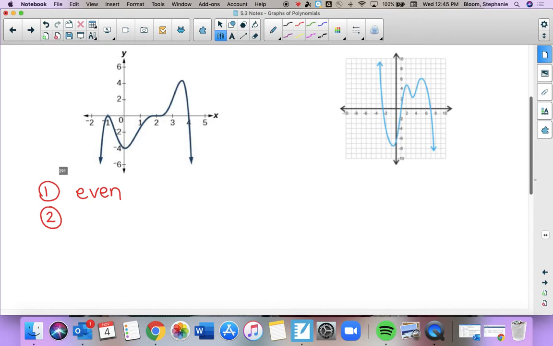Okay, leading coefficient. So you go back to that table. Leading coefficient tells you what the right side is doing. Is my right side falling or rising? It's falling. So what's the leading coefficient? If you look at that table, what would it be? Leading coefficient, positive or negative? Negative.